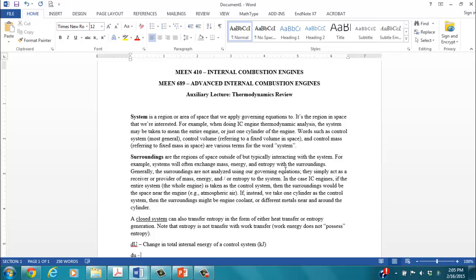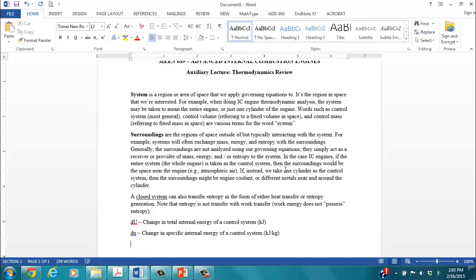Likewise, we can have d little u, which is the change in specific internal energy of a control system, and this has units of kilojoules per kilogram, okay? The other terms, this delta Q, so just a little bit easier for me to type out delta rather than write it out, this is the differential change in heat transfer.